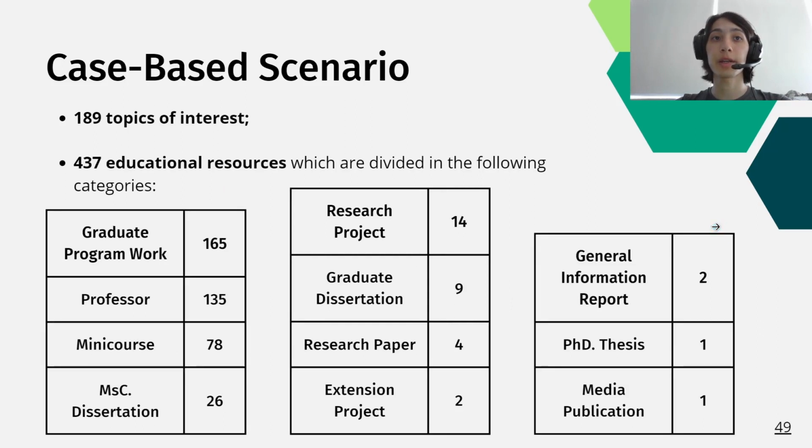There are 189 areas of interest covering topics related to the study fields of one of the university campuses located in Cachoeira do Sul, such as architecture and engineering. In addition, there are also 437 educational resources divided into graduate program work, professors, mini-courses, master's course dissertations, research projects, graduate dissertations, research papers, extension projects, general information reports, PhD theses, and media publications.